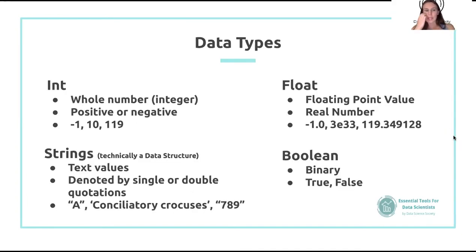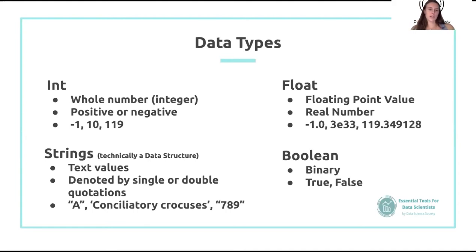Okay, first off, data types. The first is an int or integer. Integers are whole numbers. They're positive or negative. They're -1, 10, 119. There are a lot of integers. I'm not gonna say them all, but that is one data type. The next is a float. This is a floating point value. These represent real numbers. There are some examples below. There are even more floats, which is crazy.